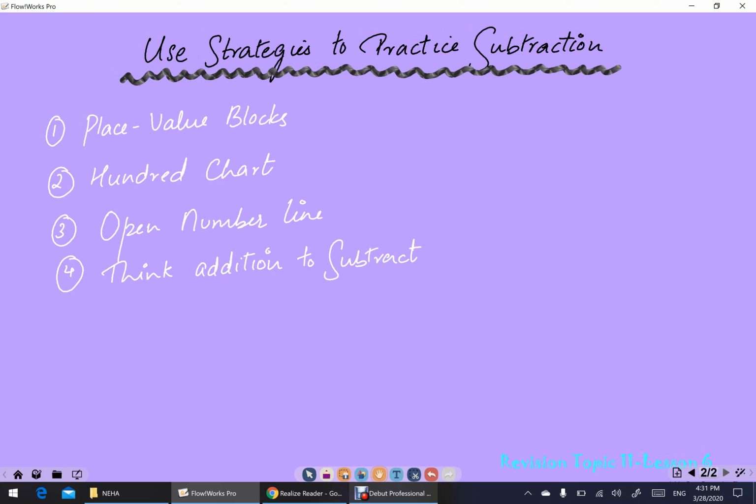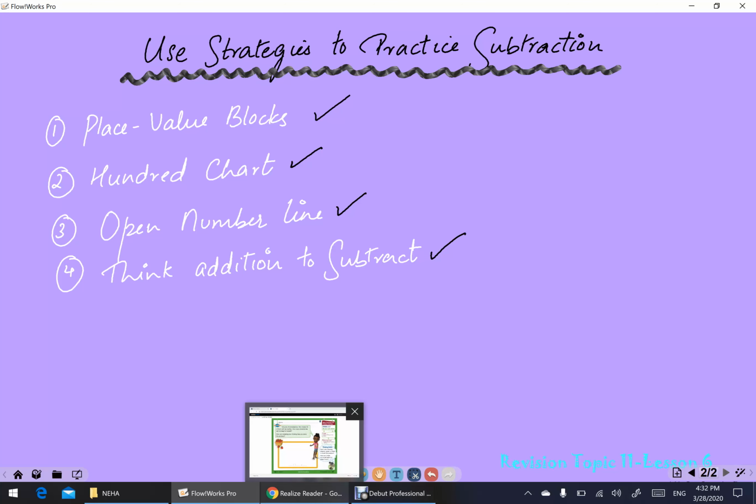Yesterday we learned about how to use strategies to practice subtraction, right? They were equations where we use different strategies. So now you know how to solve subtraction equations using all these strategies. Here, as you can see, the first one was the place value blocks. You can use blocks to solve your equation, or a 100 chart, or an open number line, or think addition to subtract. Okay, so you can use any of these strategies to solve your subtraction equation. Okay, so let's continue with our lesson.